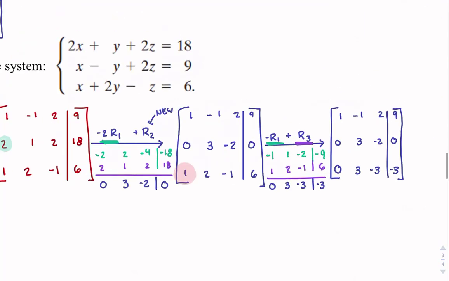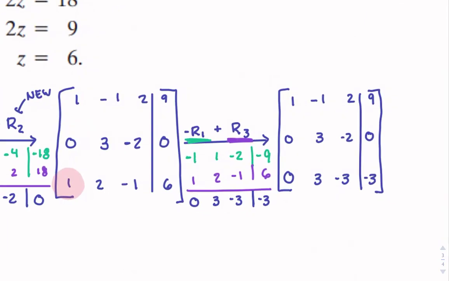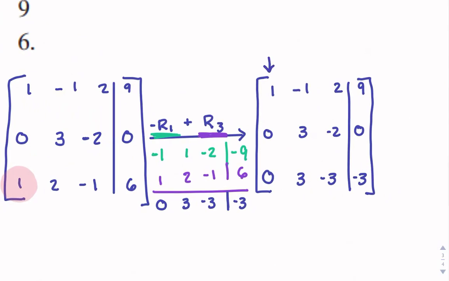Which is great because I got my column 1 done. Remember, once column 1 is done, this part right here, I got 1, 0, 0. I stop using row 1.